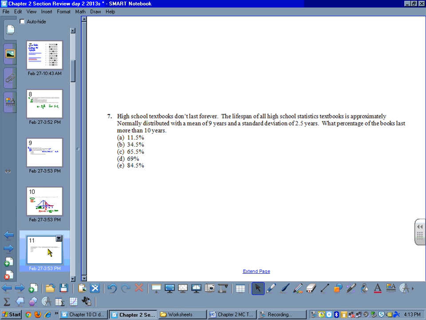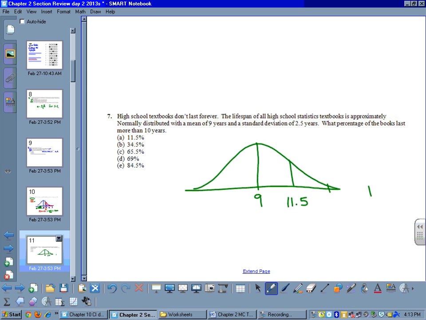And the last one, number 7: the lifespan of all high school statistics textbooks is normally distributed with a mean of 9 years and a standard deviation of 2.5. So if we're going out there, we have 11.5, and then I believe we would get to 14 and 16.5 if we are adding our 2.5 on correctly. And we want to know more than 10 years. How many textbooks are going to last more than 10 years? So 10 comes down here. This is my X scale that I have up here.